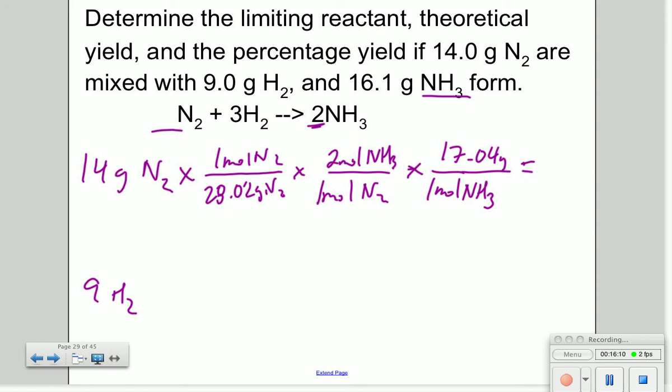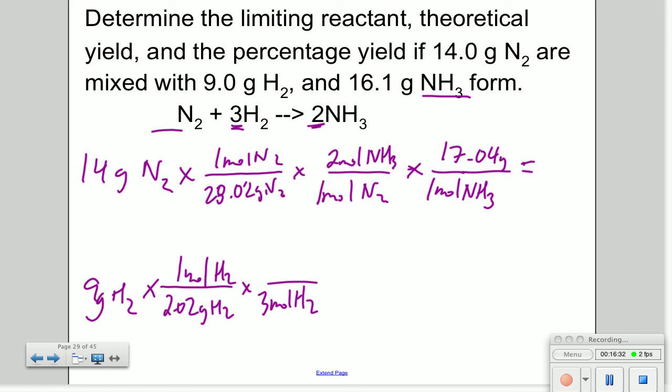Okay, my second stoichiometric equation, I'm in hydrogen gas. So I got to get to moles. So the molar mass of H2 is 2.02 grams of H2 is equivalent to 1 mole of H2. I'm in moles. Now I can use the mole ratio. If I look here, 3 moles of H2 on the bottom, so it cancels out. I'm trying to get to 2 moles of NH3. Convert moles to grams by multiplying by the molar mass.